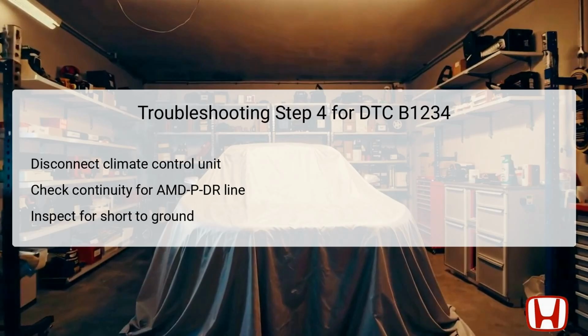The technician will check for continuity between designated test points to determine if a short to ground is present on the AMD PDR wire. This particular line affects the air mix control motor and is crucial for proper functionality. If continuity is present, it confirms a short to ground situation, requiring immediate repairs to address the wiring issues. If no continuity is found, technicians can move on to the next step to evaluate other circuits and components involved in the air mix control system.